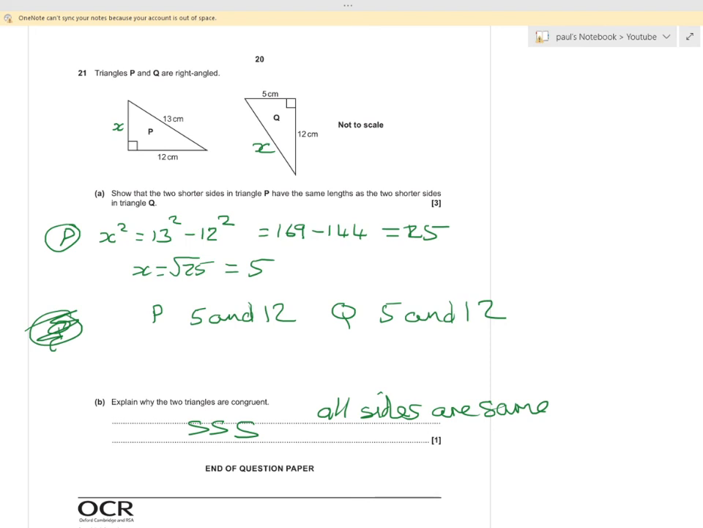Go back over here, and press that button there, and there I am in the top corner. Okay. So there you go. So there's a non-calculator paper from OCR, which was pretty good. Foundation, not too bad. Made me think about a few of those.